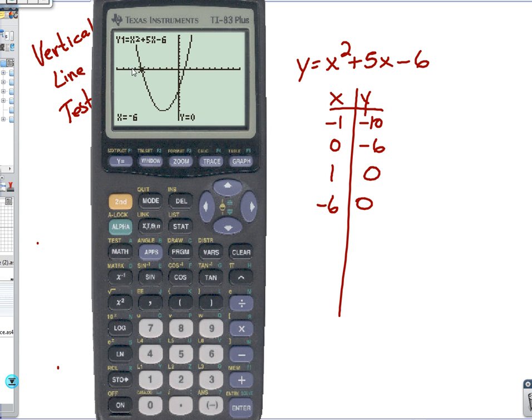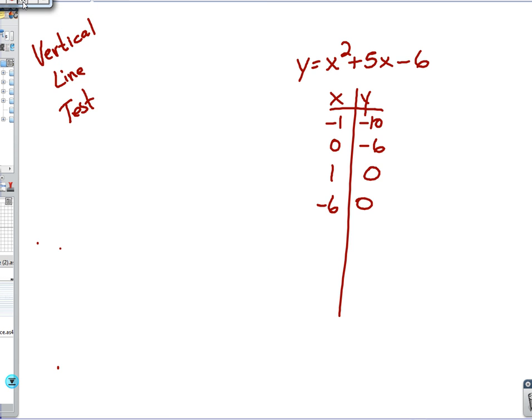So therefore, this is a function. The vertical line test states, if you can draw a vertical line anywhere and it hits only one point, then that graph must be a function, because the x value where you drew that vertical line was only paired with one point. Since you've got this bowl shape here, and you can draw vertical lines anywhere down through here and hit only single points, this graph is a function.